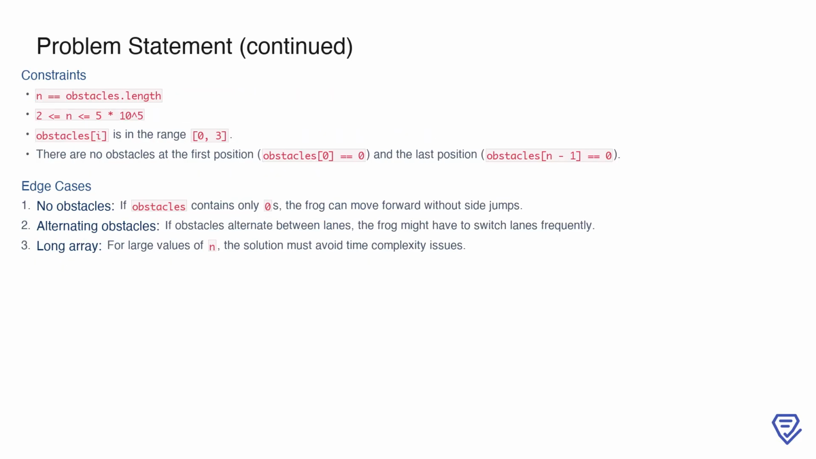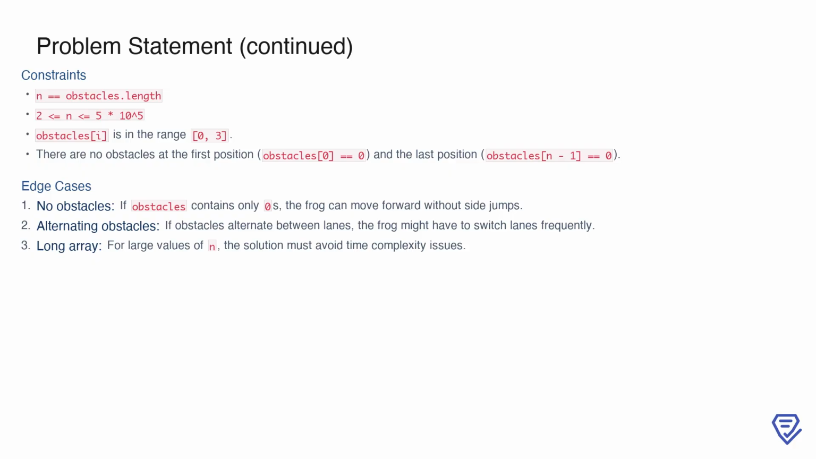Now, let's consider the constraints and edge cases for this problem. The length of the obstacles array, n, is guaranteed to be at least 2 and can go up to 500,000. Each value in the array is between 0 and 3, and there are no obstacles at the starting or ending positions, meaning obstacles[0] and obstacles[n-1] are always 0.